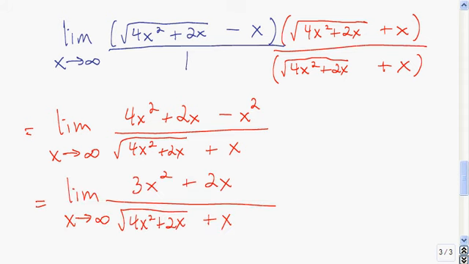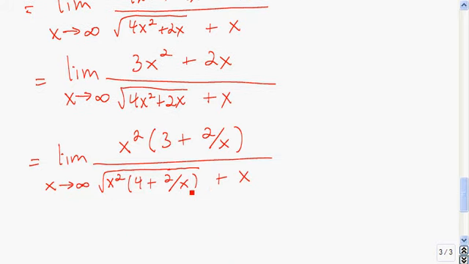Now I'm going to do the same thing that I did in the previous examples. So I'm going to go to the numerator and factor out an x squared, because that's the highest power of x there. And then I'm going to go to the radical here and factor out an x squared from the radicand. I'm going to leave this alone for a second.